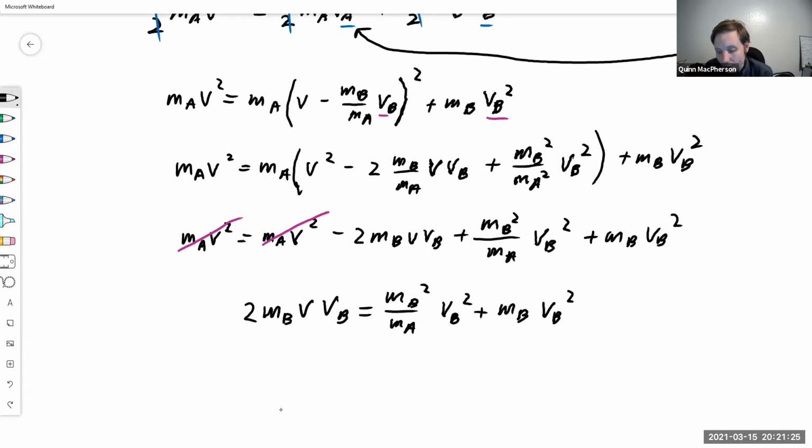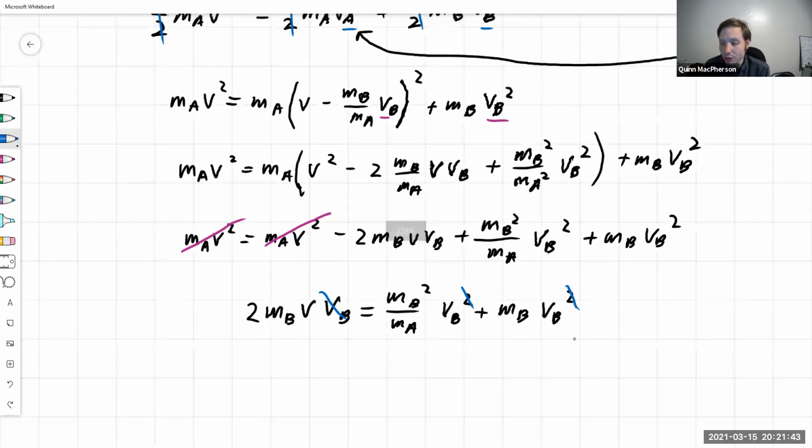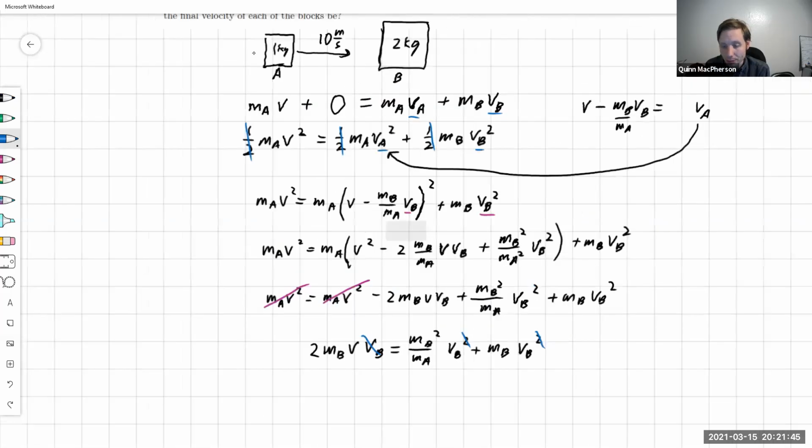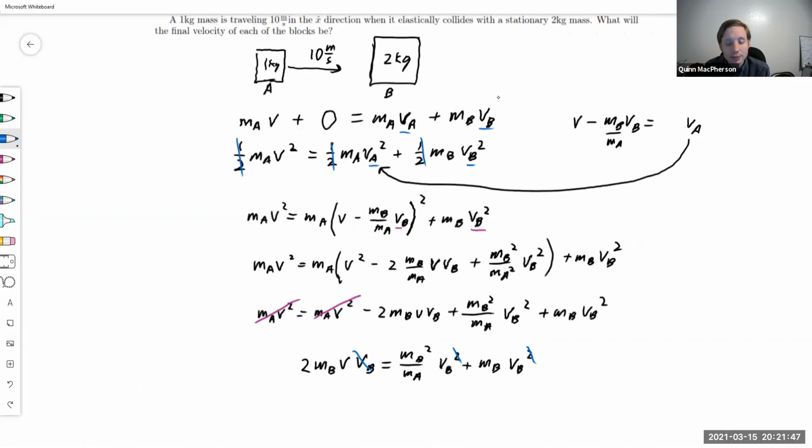Okay, so you see there's a VB on both sides of the equation. So I can divide both sides by VB. But when you do that, you have to keep in mind, you're only allowed to do that if VB isn't 0. If VB is 0, you're not allowed to divide both sides by 0. When would VB be 0? VB is 0 if block A entirely misses block B and sails right by, then VA will continue on and VB will just sit where it was. I'm going to assume they actually hit each other, so VB will have some non-zero value, so I can divide it out.